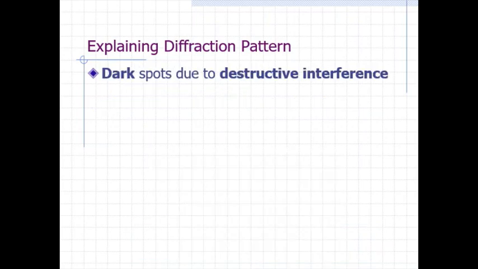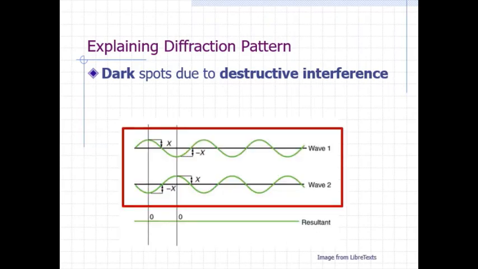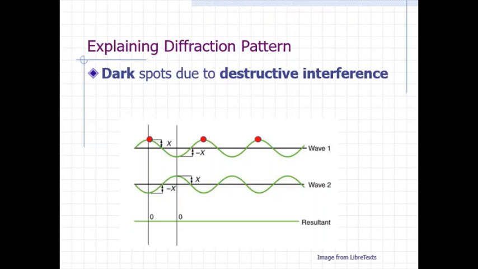What about the dark spots? We say that the waves hitting these locations have destructive interference. In other words, they cancel each other out. Here's an illustration of destructive interference of two waves. Here are the crests of wave 1. You will notice that they occur at locations where the troughs of wave 2 occur. At these locations, the waves add up to 0.